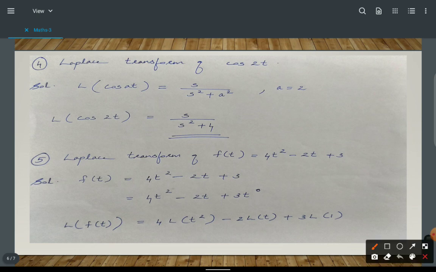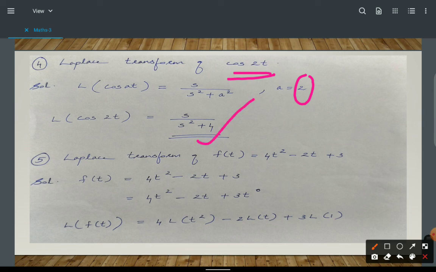Now moving on to the fourth question. Laplace transform of cos 2t. For that, we first consider Laplace of cos at, which we have already learned. The equation is s by s squared plus a squared. Here the value of a is already known. It is cos of 2t, so the value of a will be 2. Substituting the same thing, s by s squared plus a squared, the value of a is 2. 2 squared is 4. So s by s squared plus 4 is the answer.